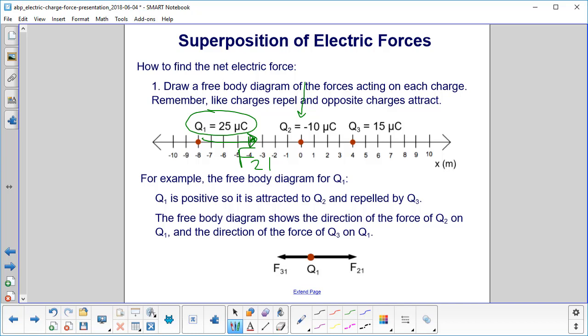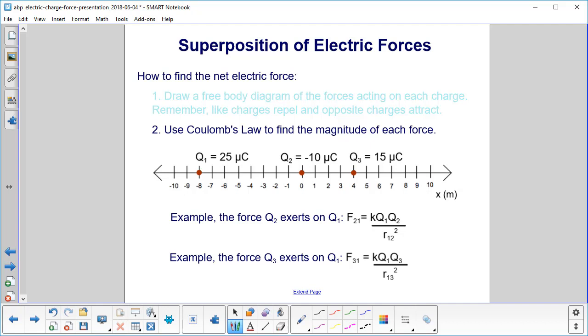Now what is charge 3 trying to do to Q1? Well, they're both positive, so Q3, this guy over here, wants to repel Q1. So it'll have a force in that direction. That'll be the force of 3 on 1. And you can see here, a little bit neater with that one I just did. Don't worry too much about the lengths of the arrows. We're going to take care of that when we calculate the magnitudes. We're just interested in the directions here.